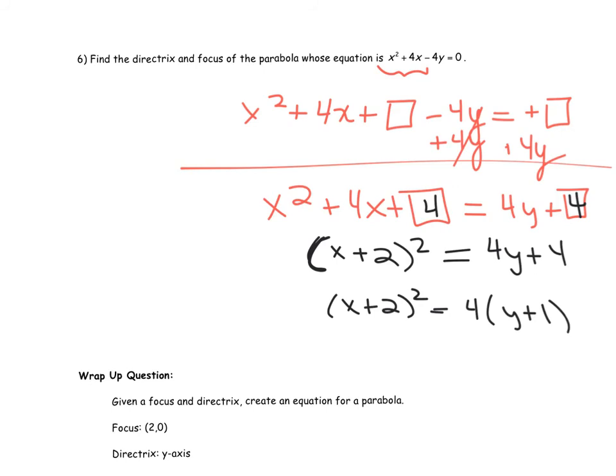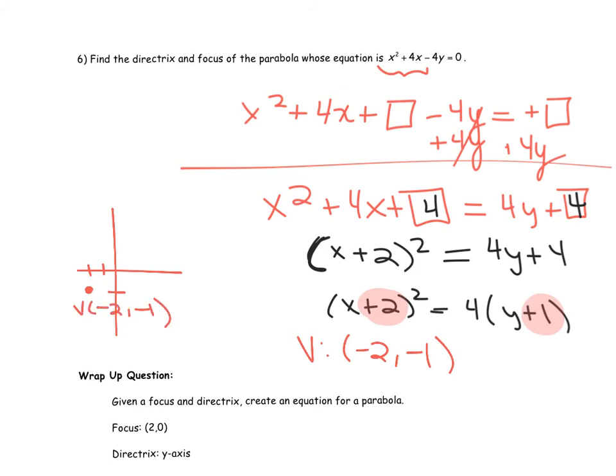So we know this is in our conic form for a parabola. So we know that the vertex is going to be at -2, -1. So let's write that. The vertex is -2, -1. That's about here. So there's my vertex.